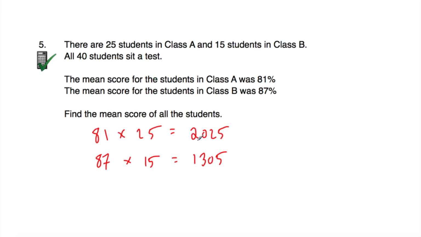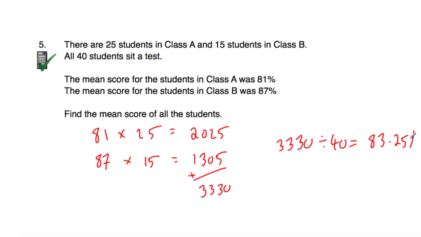So we've got the total score for the students in Class A, and we've got the total for the students in Class B. If we add them together, that'll give us the grand total. 2,025 plus 1,305 is equal to 3,330. So that would be the total score of all the students. So if we added up all their scores, that's what we'd get. Now we just need to divide that by the number of students, which is 40. So 3,330 divided by 40 is equal to 83.25%. And that's it. And if you got that, well done.